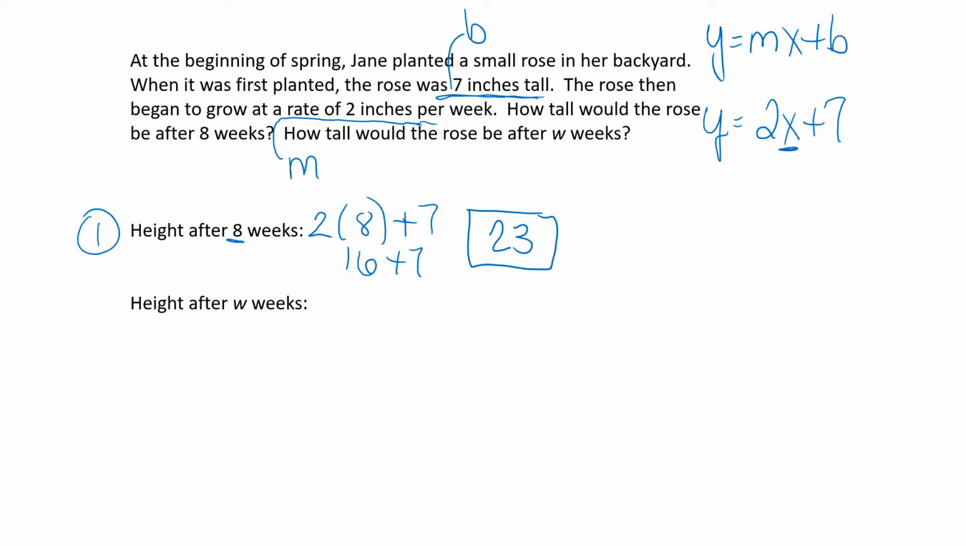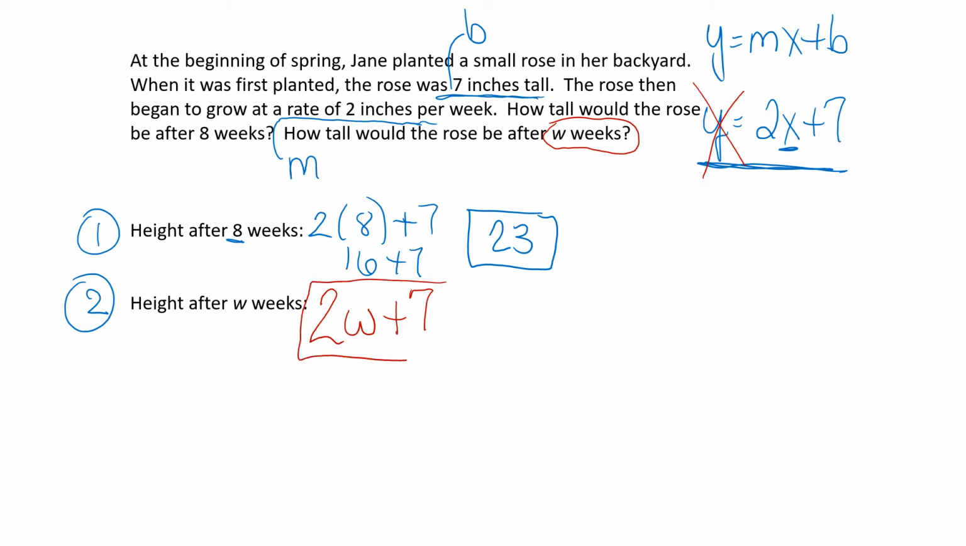Here's where it gets a little tricky. The next part is the equation you need for the height after W weeks. We don't know how many weeks W weeks represents. It could be any number. So instead of writing our equation like we normally do over here with y equals 2x plus 7, we need to make sure that we use the variable that they have given us, that W for weeks, and you do not need to use the y. So we're going to take the y off. We're going to keep our 2, replace the x with the W, and keep our y-intercept. This is what you would put into the Delta Math answer, 2W plus 7.